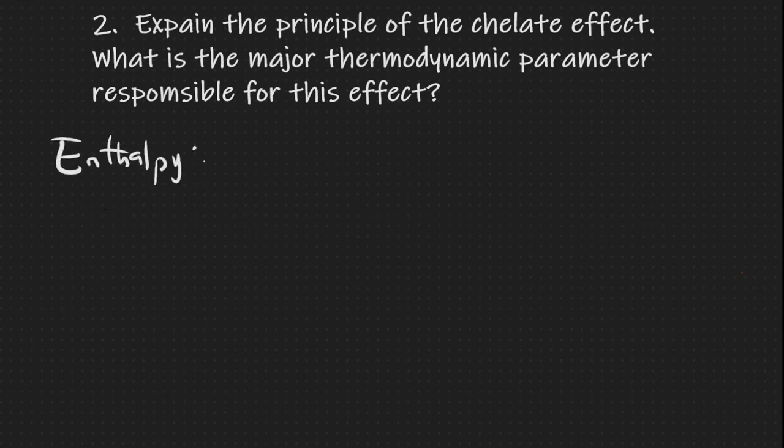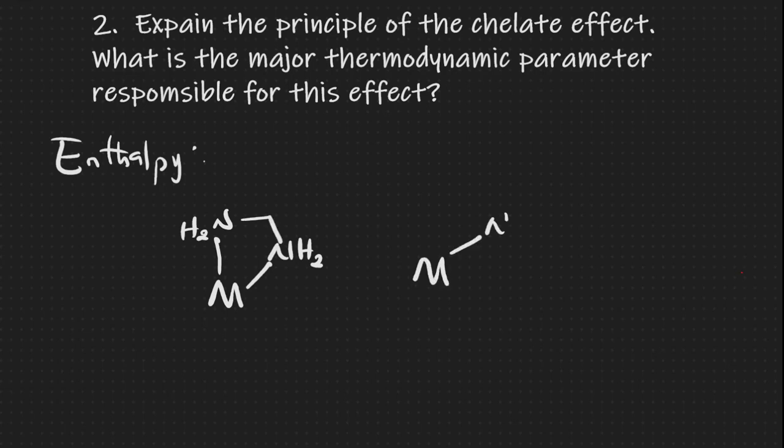So in terms of enthalpy, in order to explain this, I'm going to use two examples, two complexes. One is monodentate and the other one is bidentate. So we have ethylene diamine connected to this central metal. Then we also have a monodentate ligand. Right. In terms of enthalpy, in order to completely remove a bidentate ligand, two coordinate bonds must be broken.